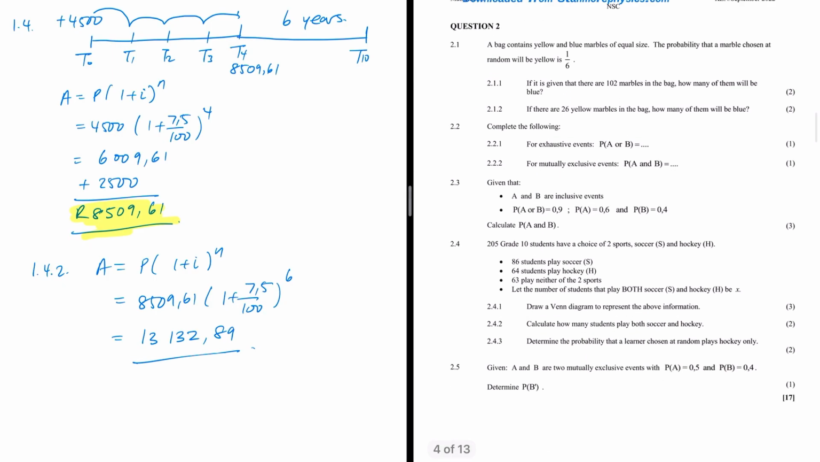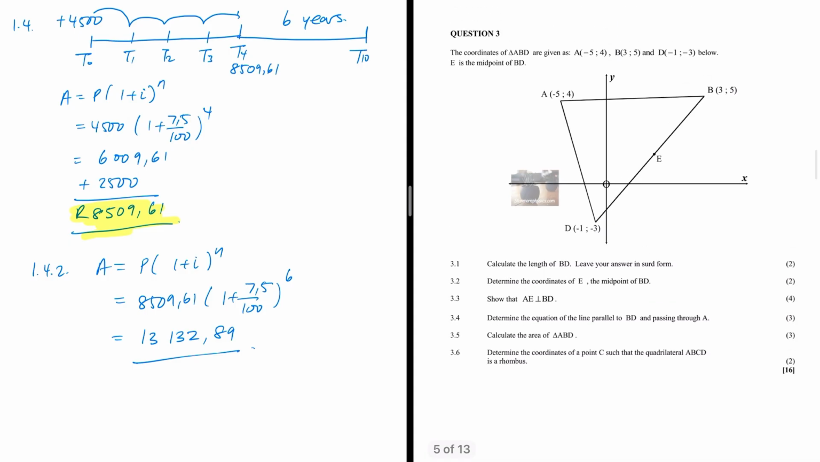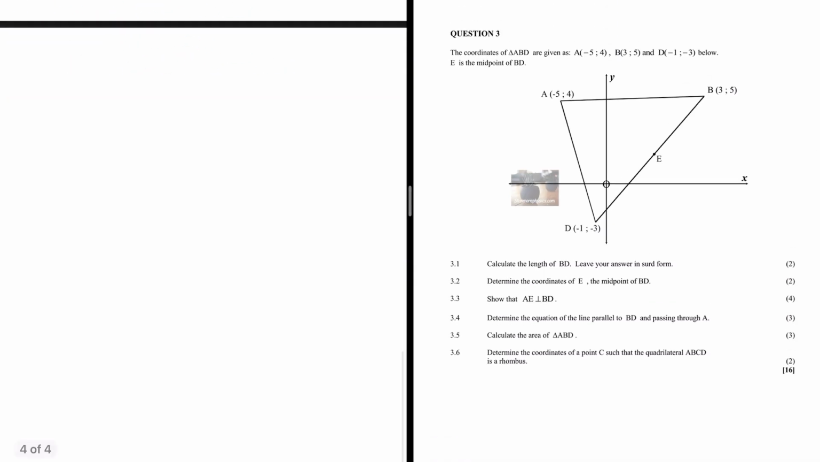Now the commenter had asked me to do question number 3 as well. So let's take a look at that. Question number 3 reads, the coordinates of triangle ABD are given below. E is the midpoint of BD. Now 3.1 says calculate the length of BD, leave your answer in surd form. Surd form means leave it with a square root.